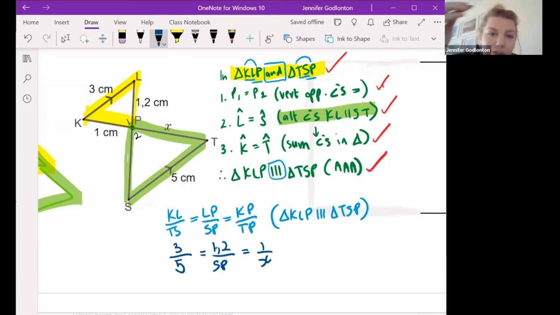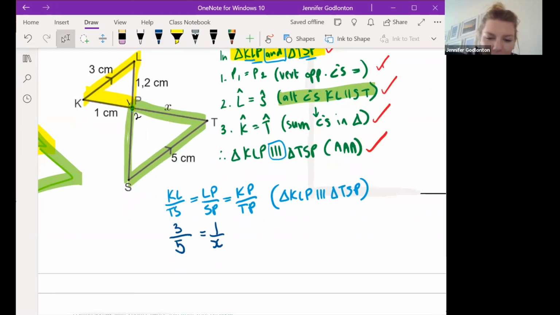Perfect. So we're going to do exactly what you said. This isn't going to help us, so we're going to get rid of it, and I'm just going to move my 1/x over there. Where do I go from here? I said 3 times x, which gives me 3x. And then I said 1 times 5, which is 5. And then I divided 3x by 3, and 5/3.